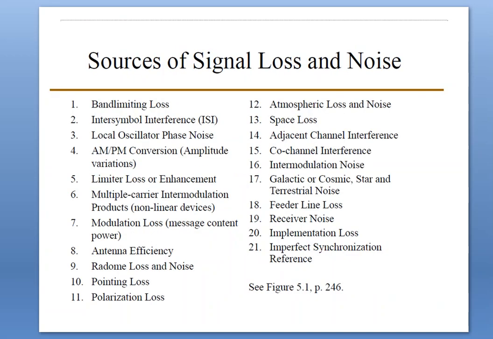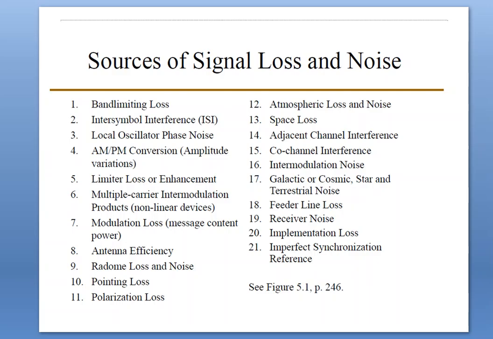Now we discuss the sources of signal loss and noise. Basically, nearly 21 parameters are sources of signal loss and noise, either in a wireless communication or a wired communication. So we discuss each and every source in detail. We start with the band limiting losses.